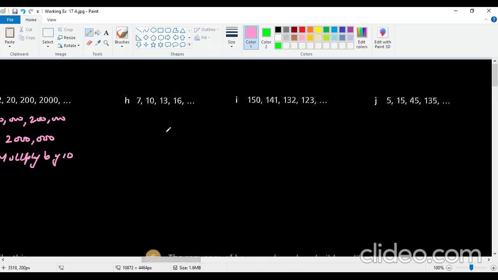Then comes question number H. In here, 3 is added to the previous one. So this is pretty simple. The next numbers are going to be 19, 22, 25, and the rule is to add 3.